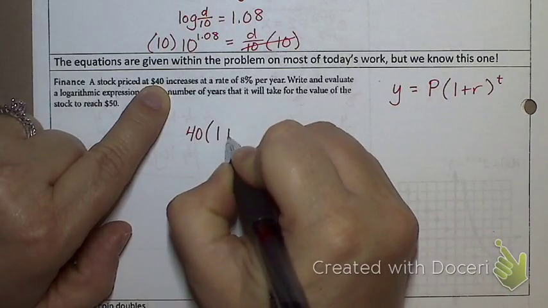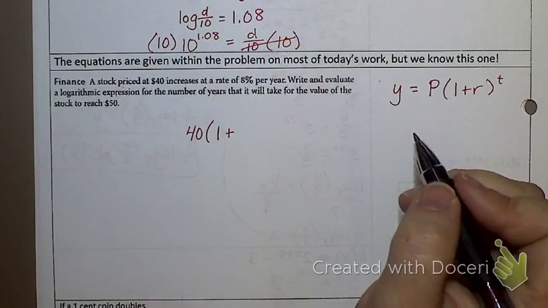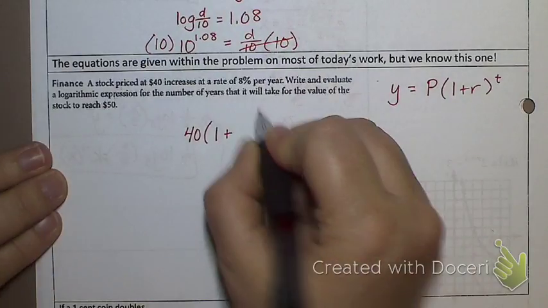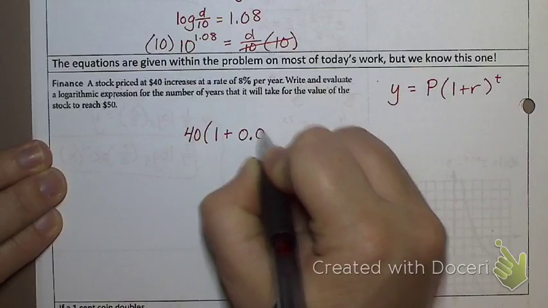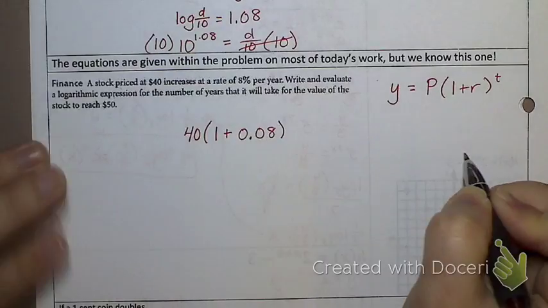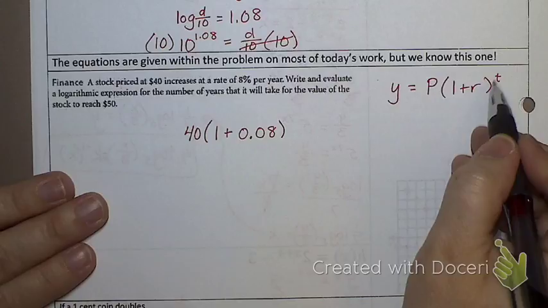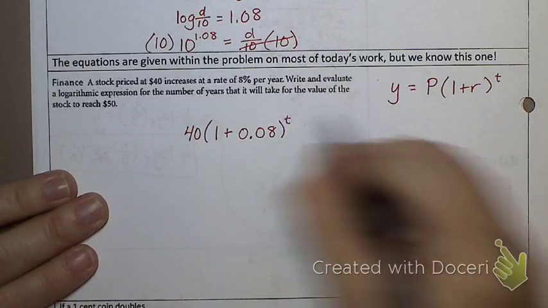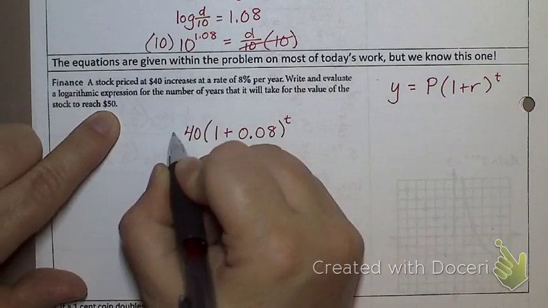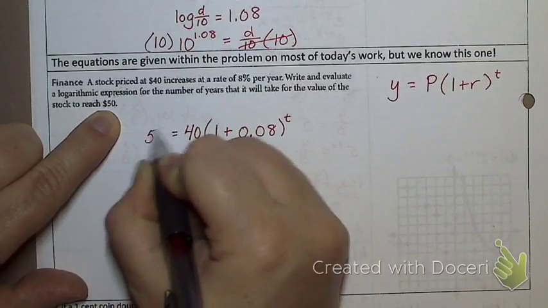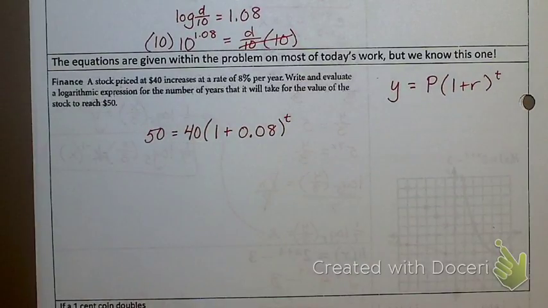Times 1 plus R. Do they give me R? Yes. What is it? 8%. So I'm going to write 0.08. Do they give me the time? No. That's what I'm looking for. So if they don't give me the time, they have to give me the Y value then. Do they? The end result that we want is $50.